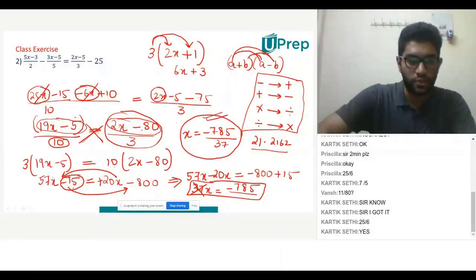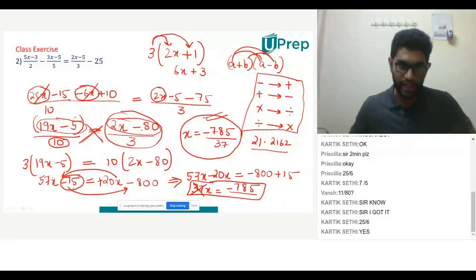Now, let's move on to the next problem. We have a couple more problems which are based on direct equations. After that, we'll move on to word problems.